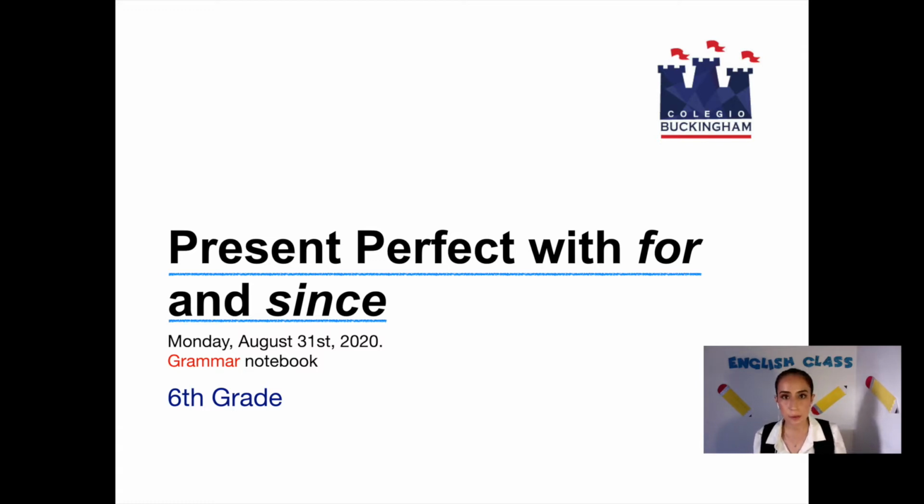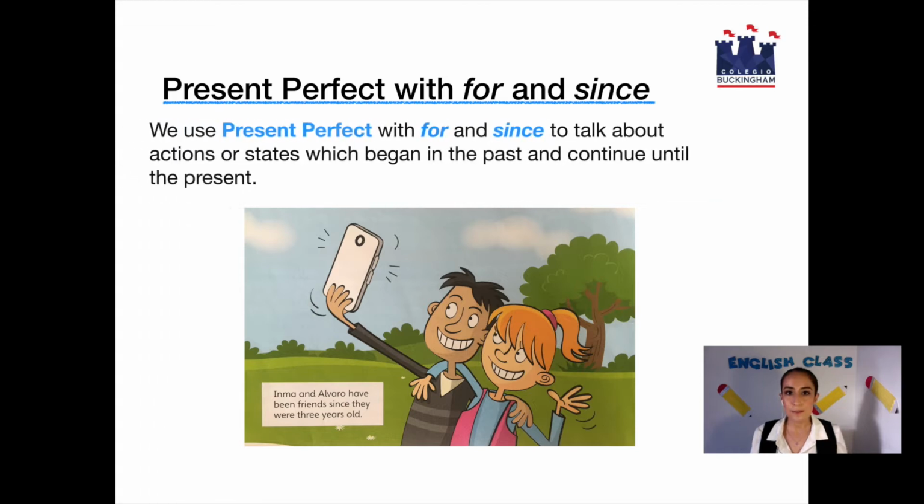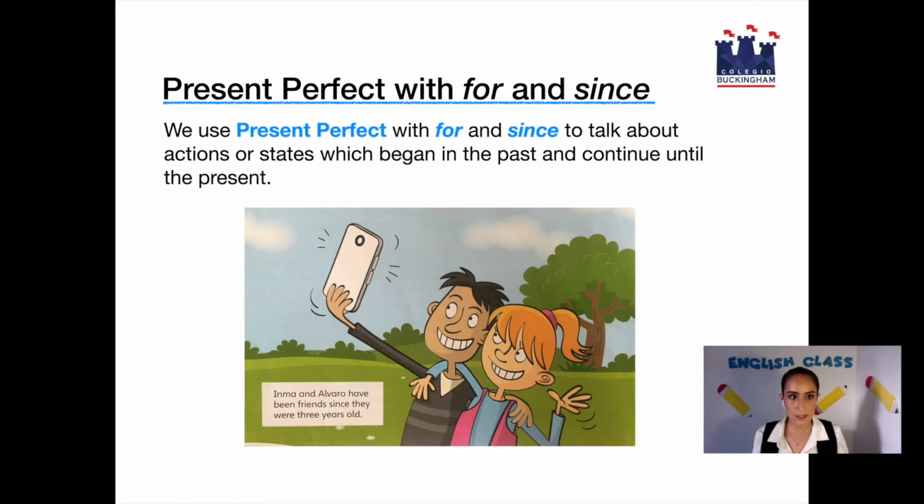And remember, we are working in the grammar notebook, the red one. So let's start. Present perfect with for and since. We use present perfect with for and since to talk about actions or states which began in the past and continue until the present. For example, in here we have an example.